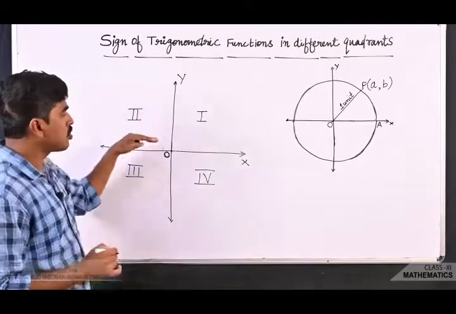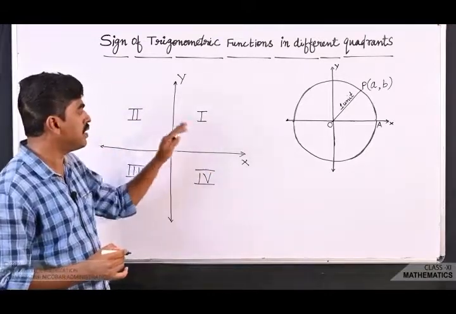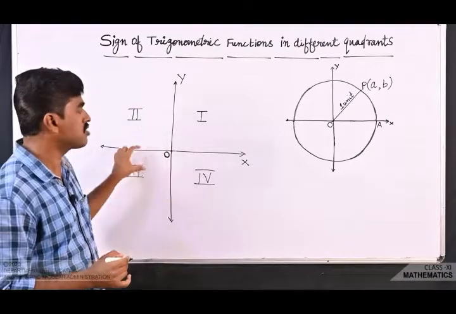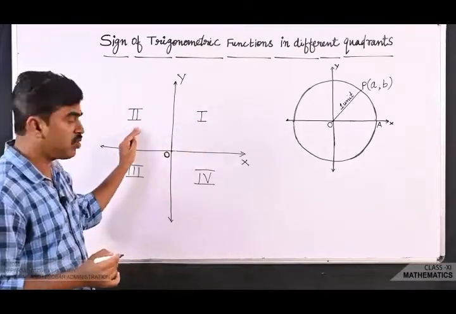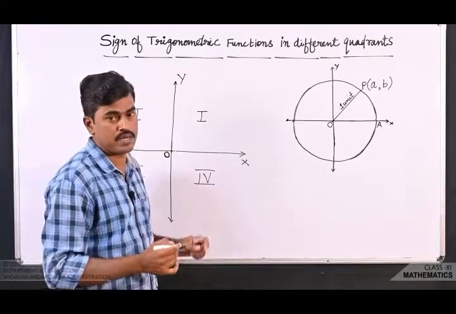Once again, the coordinate axes divide the plane into four parts, and each part is called a quadrant. So let us denote this as the first quadrant, second quadrant, then third quadrant, fourth quadrant.